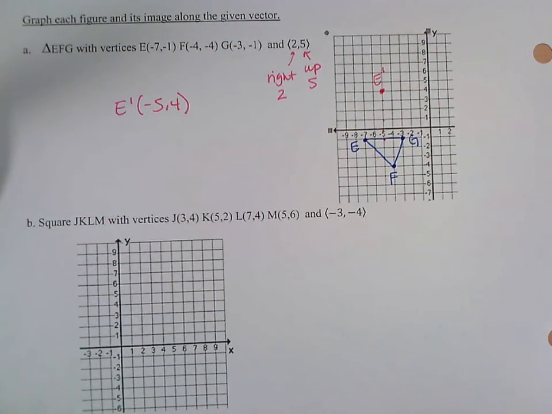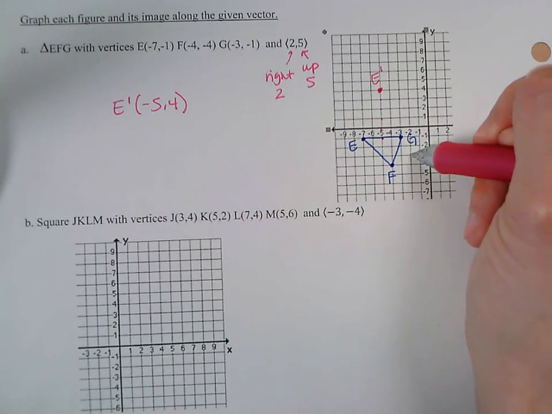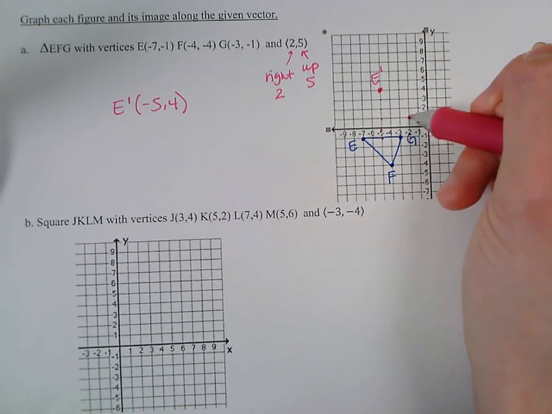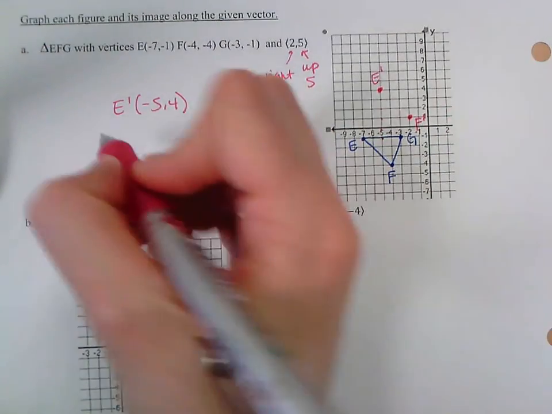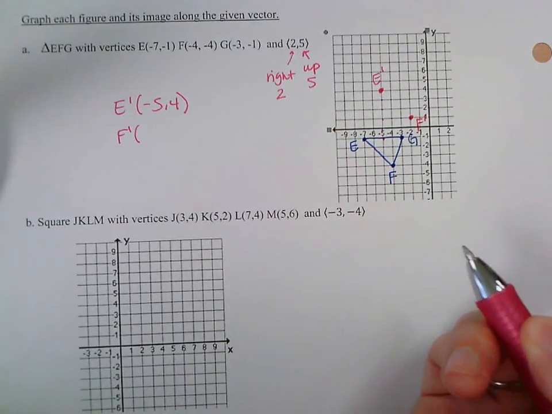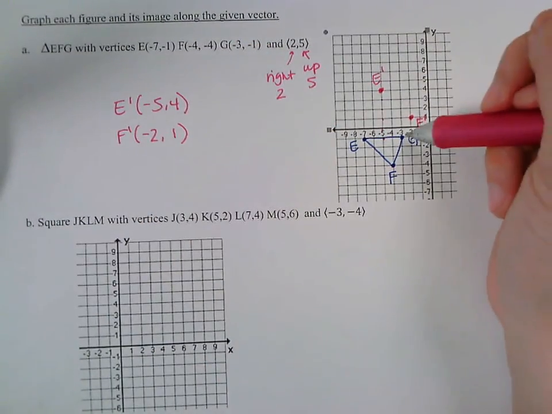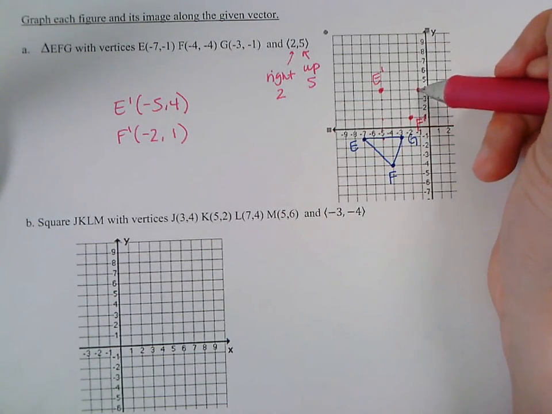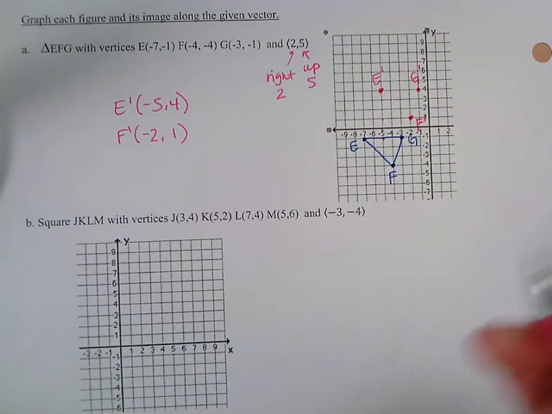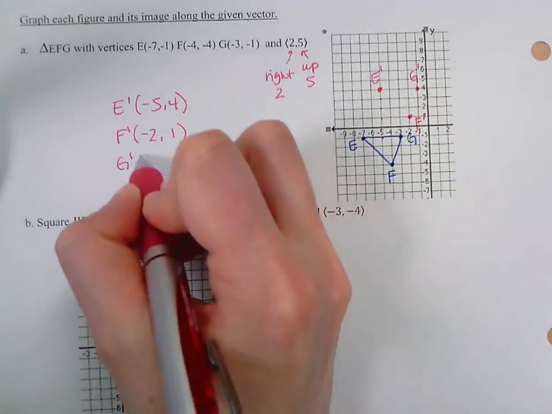Okay, and then I can do the same for the other 2. So then F, if I go to the right 2 and up 5, this is F prime. That ends up being at -2, 1. And then G is at -1, 4. That's G prime.